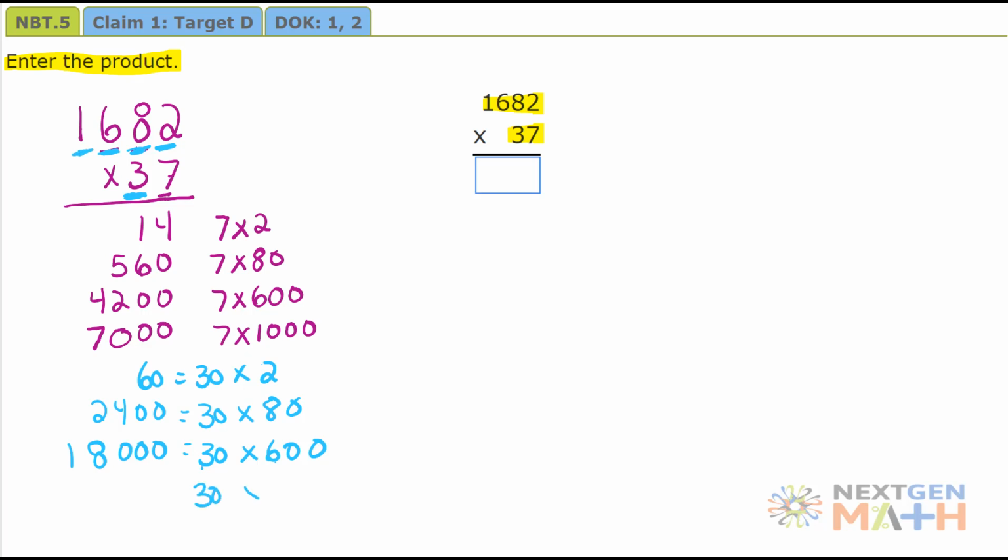So 30 times 1,000. Well, we can look at this like 3 times 1 if we know this pattern, and we combine and add these zeros for the place value. So that would be 3 and 4 zeros, or 30,000. So now that we've made each of those individual multiplications, now we add the columns.